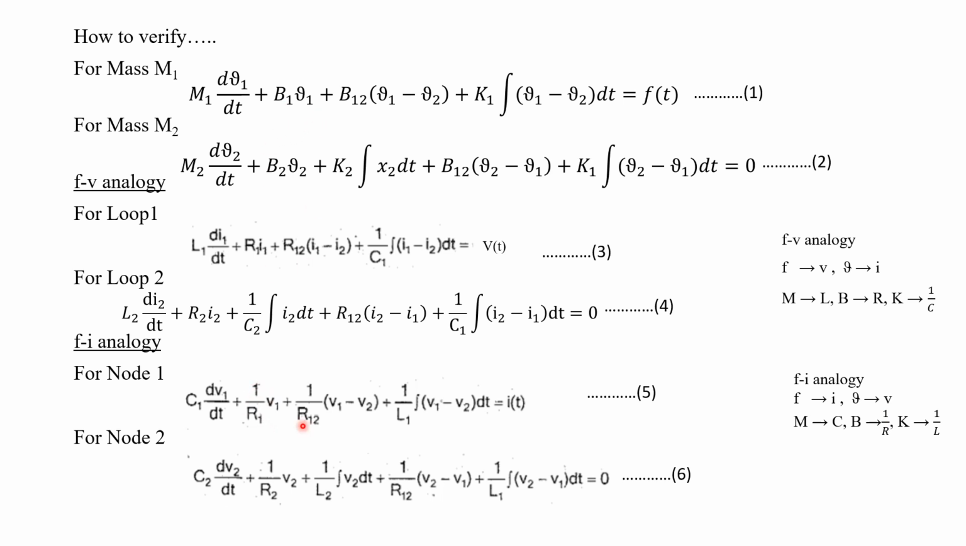Then V1 is equated to voltage V1. Then B12 will be equated to 1 by R12. Then V1 minus V2 will be voltage V1 minus V2, because velocity is equated to voltage here. And K1 will be 1 by L1, because K is equated to 1 by L. Then V1 minus V2 will be voltage V1 minus V2 into dt. Understood? F of t will be equal to I of t, because F is equated to I. In this way, we can compare the differential equation for mass M2 with node equation 6. So in this way, we can verify these equations also.